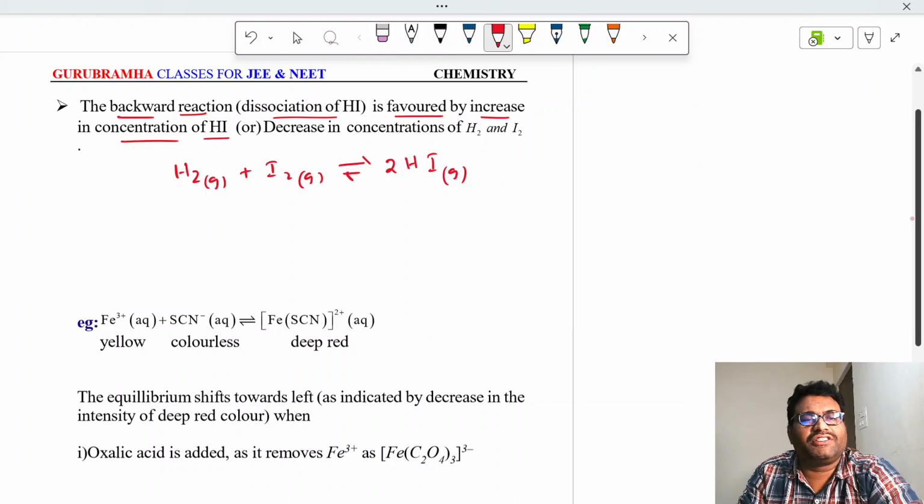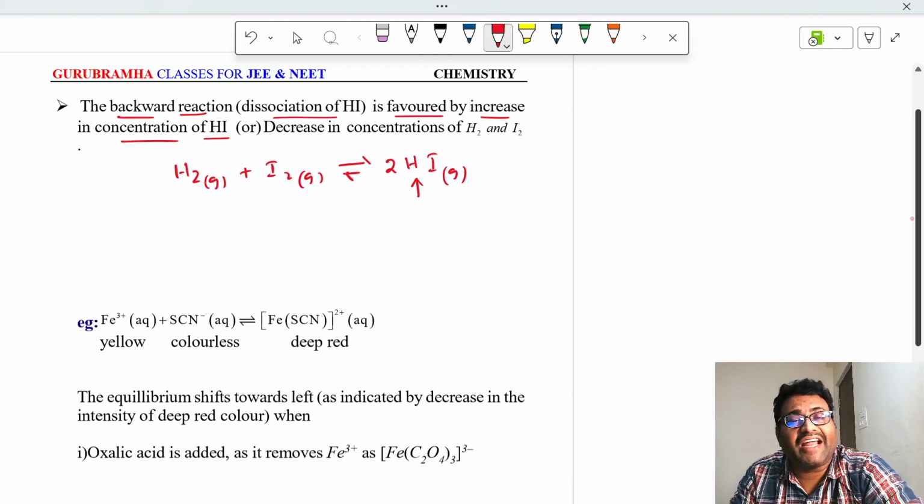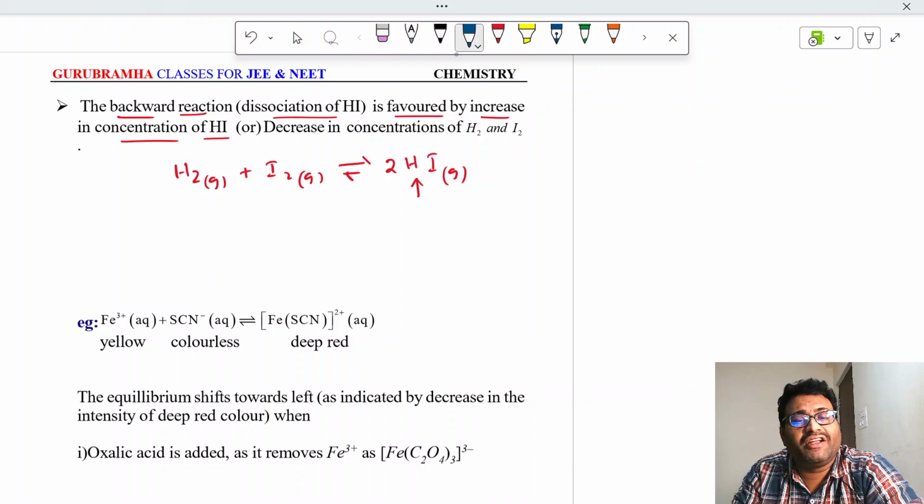Now if you add some HI, equilibrium is disturbed. You have added some HI, and that added HI must decrease. If the added HI must decrease, then what should happen? HI should convert into H2 and I2. So what happens? Backward reaction occurs.